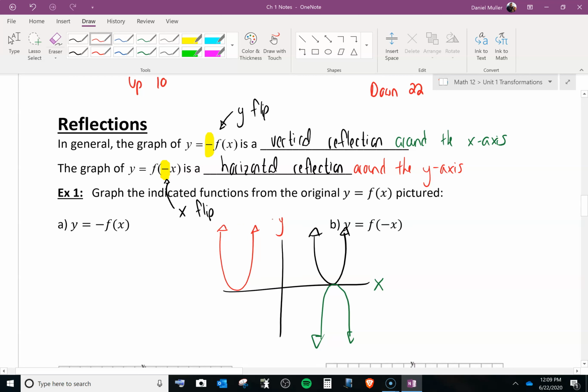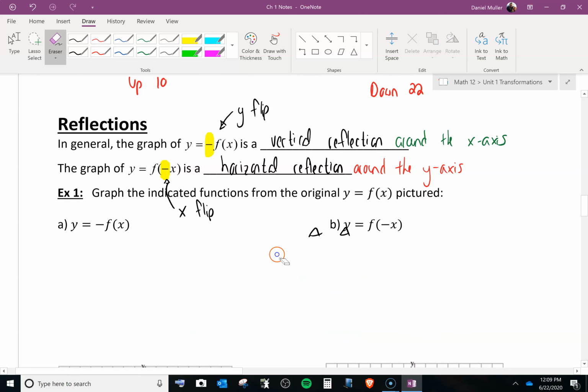So I'll give you a moment here if you want to just pause this, and you can draw something like this off to the side because I'm about to erase it. So that is what we say. Now I'm maybe a little more casual. I usually just say, is it a y flip or an x flip? But just remember that flipping y.